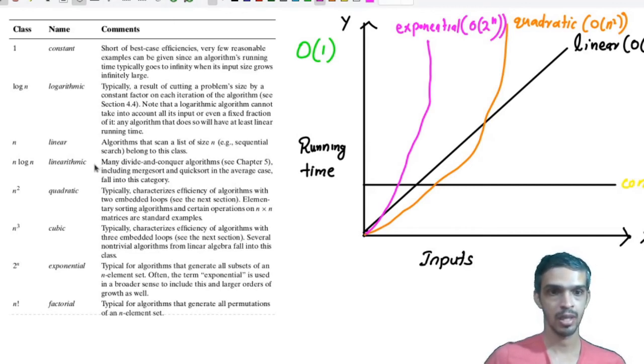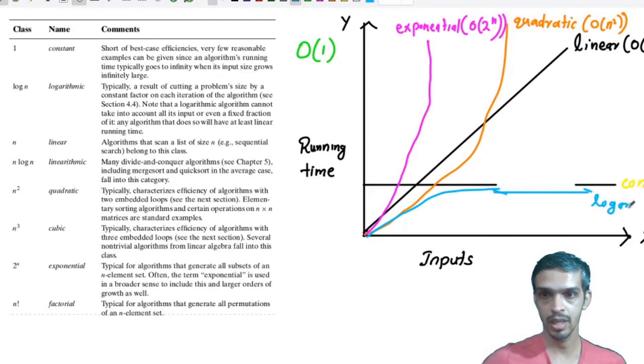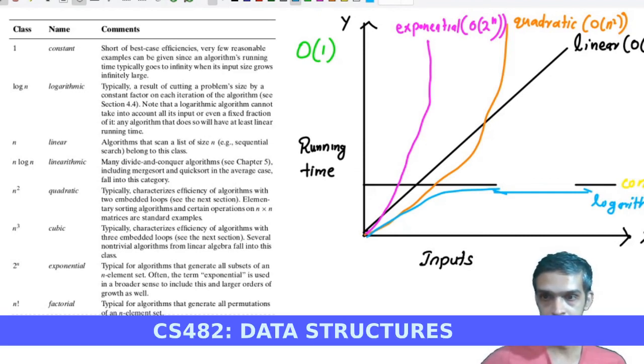Then another important class is logarithmic, log n. So it will be like this. Logarithmic, that is order of log n. These are the important complexity classes. This graph is also important.